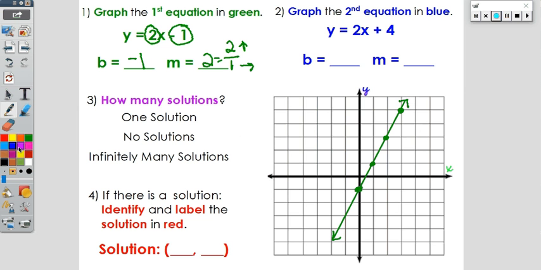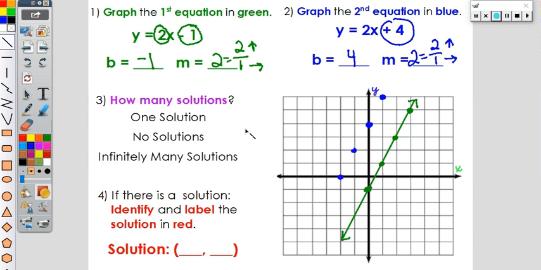Now we're going to graph our blue line. So start with your y-intercept, which is 4. 1, 2, 3, 4. We're going to look at our slope, which is 2. 2 over 1, which means we're going to rise 2. We're going to run 1. Since I'm out of room on my graph here, I'm going to follow this pattern backwards and put a couple more dots so that I can make my line.